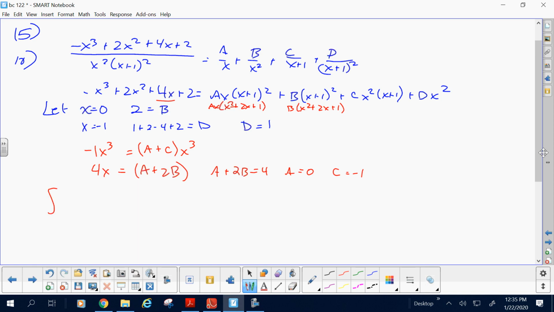All right, so because A is 0, I have no 1 over x. B is 2, so my first factor is 2 over x squared. C over x plus 1 becomes negative 1 over x plus 1. And D over x plus 1 squared is 1 over x plus 1 squared. Are we cool? Okay.